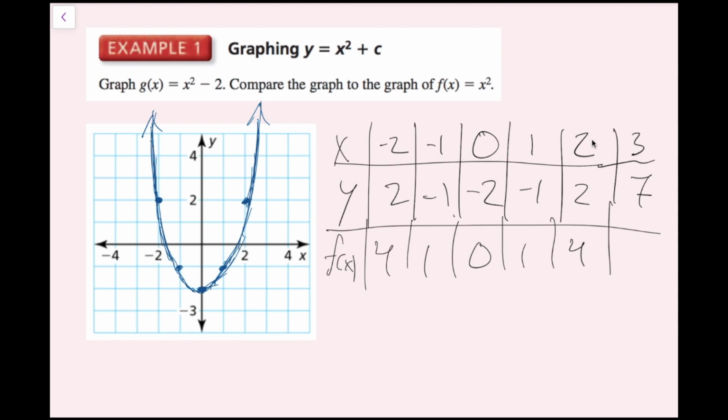I'm going to graph this in pink. So I'll plot my vertex (0, 0), and then I have (1, 1), (2, 4), and then over here, (negative 1, 1), and then (negative 2, 4). Then I'll draw my smooth curve through here.